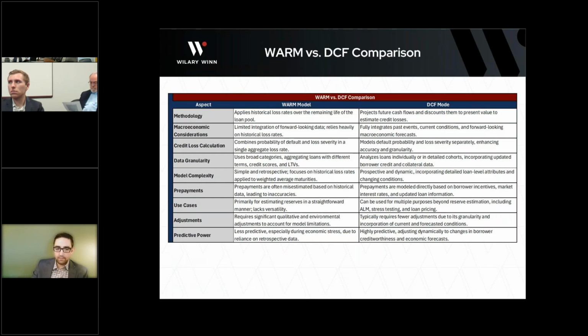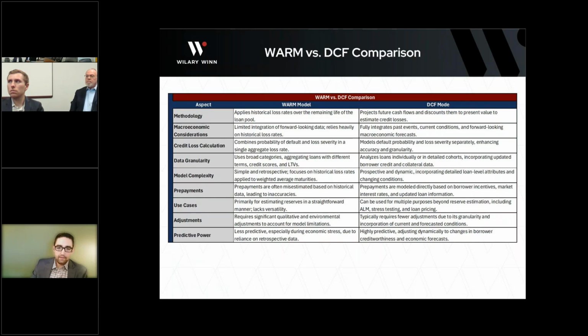Fourth then is data granularity. WARM generally is lumping loans together into broad pools, so different credit scores, terms, LTVs. All those get averaged out, which loses some visibility into those risk differences. With discounted cash flow, we can look at those loans individually or in very detailed cohorts tied to those credit attributes, which gives us the ability to include more updated information. So the frequency at which you run would be updated credit scores, updated collateral values. We can incorporate updated forward curves. All of those are reflected into the discounted cash flow model.